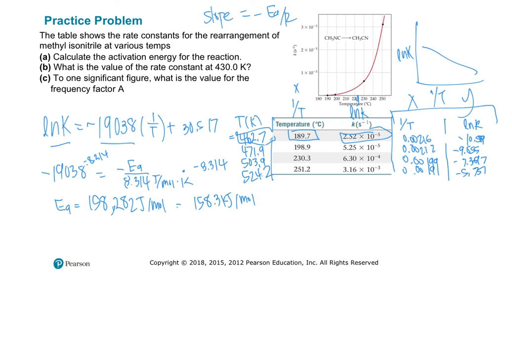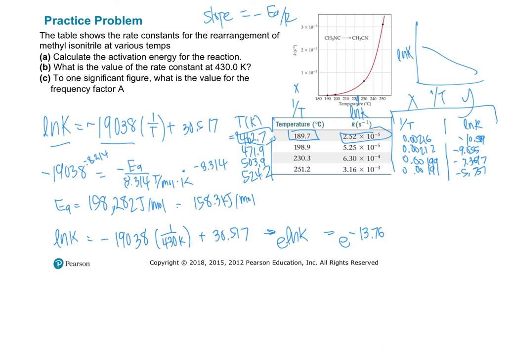So I could do natural log of k, which is what I'm finding, equals negative 19.038 times 1 over 430 Kelvin plus my intercept 30.517. Now I can solve for k. So I'm going to plug in these values real quick. And I find out natural log of k equals negative 13.76. And so to get k by itself, I'm going to do the exponential of that.